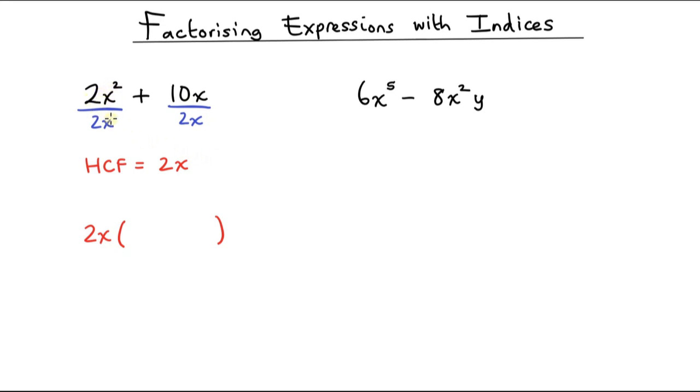So what is 2x squared divided by 2x? Well, the 2's cancel out. So x squared divided by x is just going to be x. And then we're going to add on 10x divided by 2x. This time the x's cancel out. And all we're left with is 10 divided by 2, which is 5. So this is our final answer: 2x outside our brackets and then x plus 5 inside our brackets.